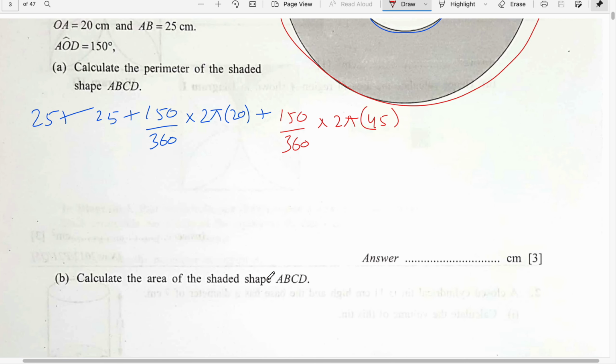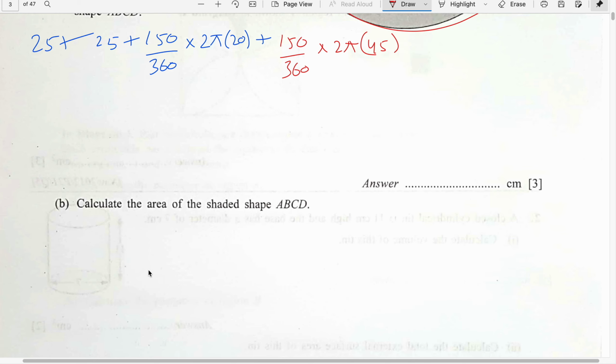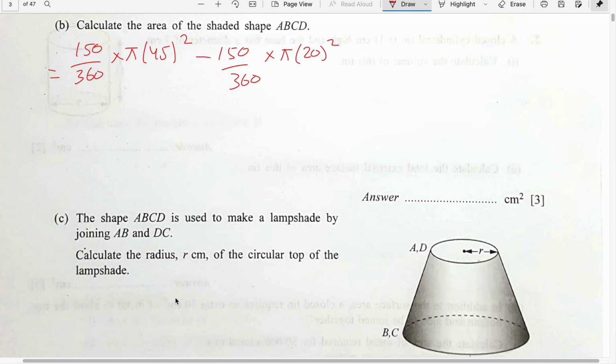Calculate the area of the shaded region. Area of shaded region. This complete shape is a sector. So larger sector minus smaller sector. Theta by 360 into pi r squared for larger, minus theta by 360 into pi r squared for smaller. Again the answer will come from the calculator.